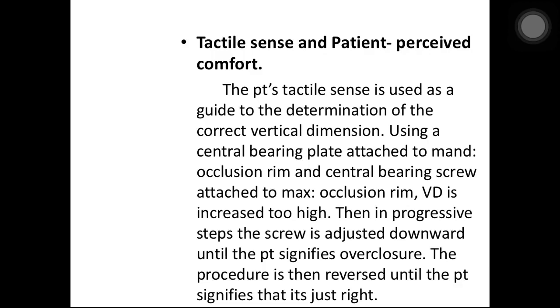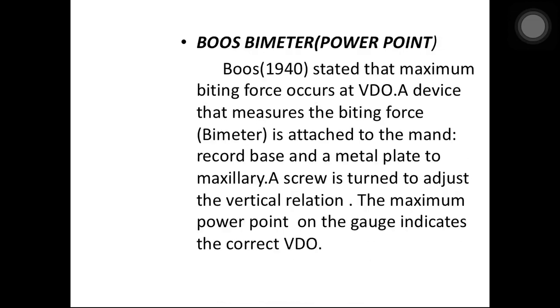The patient's tactile sense is used as a guide to the determination of the correct vertical dimension. Using a central bearing plate attached to the mandibular occlusal rim and a central bearing screw attached to the maxillary occlusal rim, vertical dimension is increased too high. Then in progressive steps, the screw is adjusted downwards until the patient signifies overclosure. The procedure is then reversed until the patient signifies that it's just right.